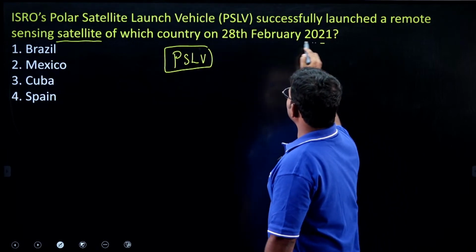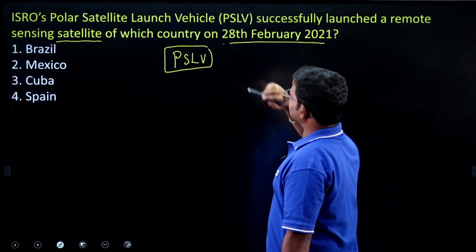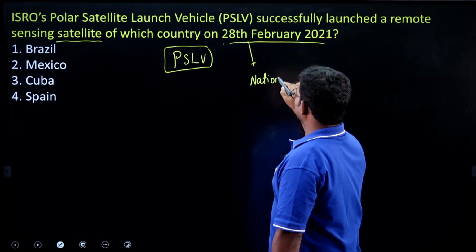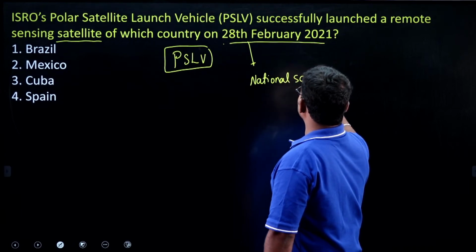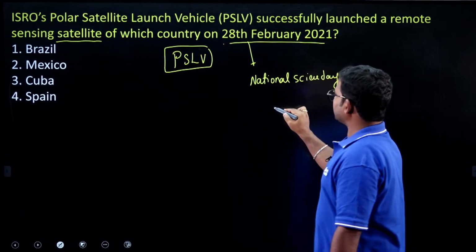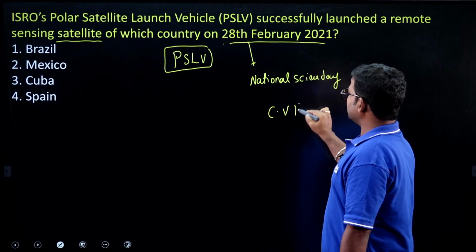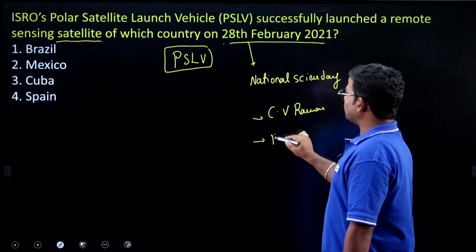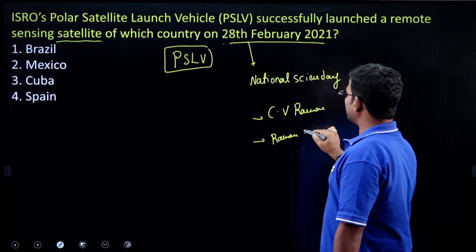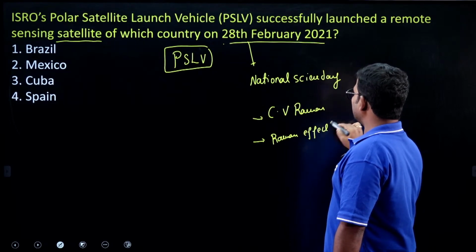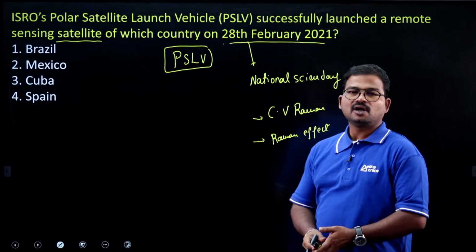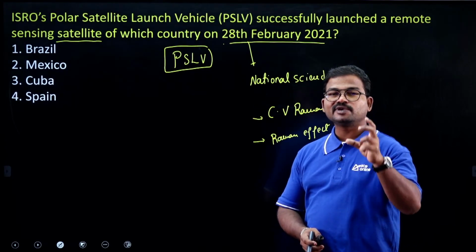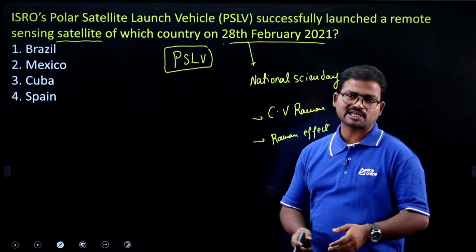In the year 2021, February 28th, what is the specialty of this date? National Science Day. You may have an idea about Sir C.V. Raman, who introduced the concept of the Raman effect. Using the Raman effect, we can measure the quality of different types of gemstones, or estimate the structure of different types of organic or inorganic molecules.